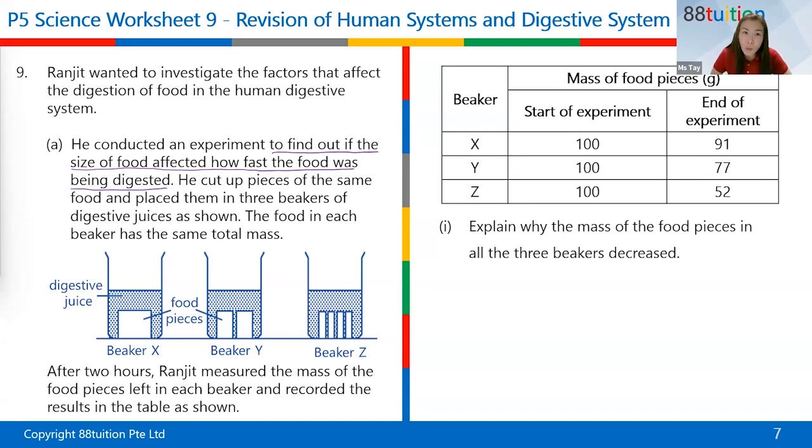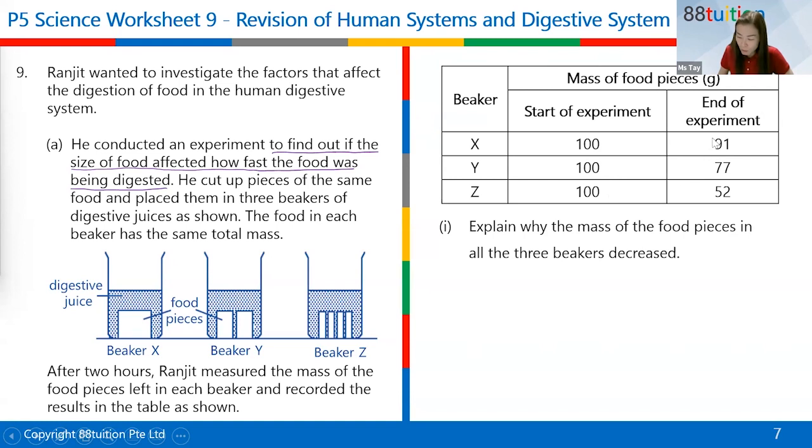Do you recall we did a similar question like this in that lesson? Yeah, and I told you one specific answer is extremely important. Later, I will highlight it to you again. Can you explain why the mass of the food pieces in all the beakers decreased? Originally, they were all at 100 grams, right?